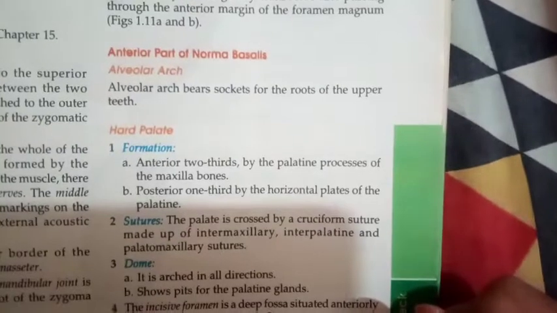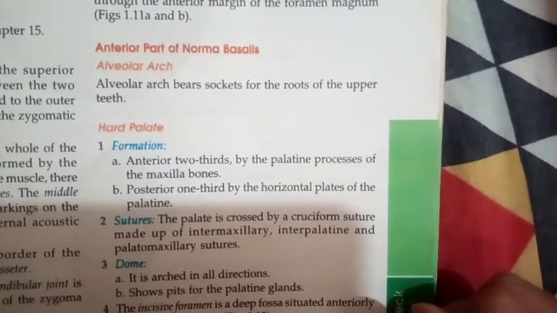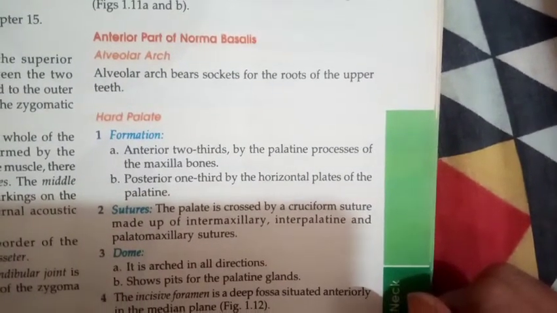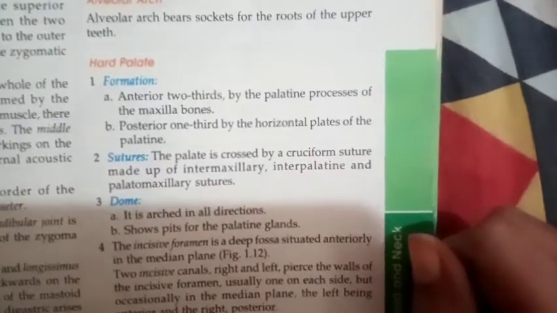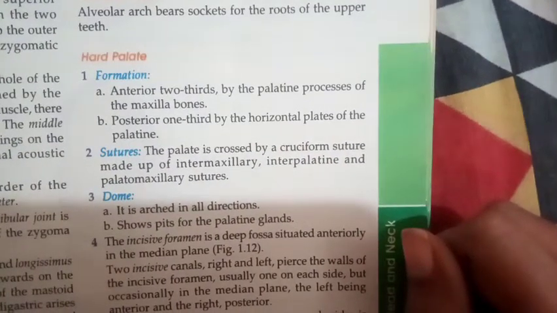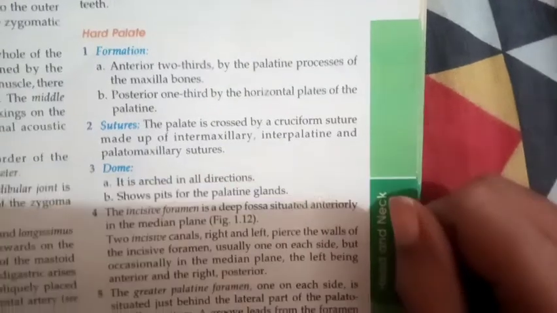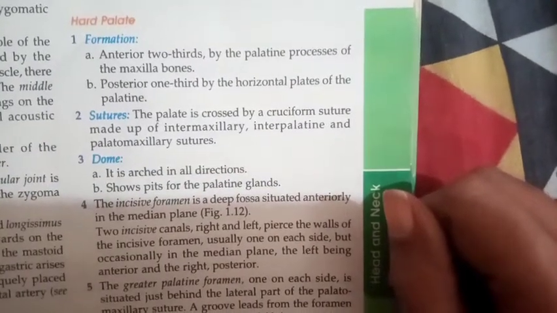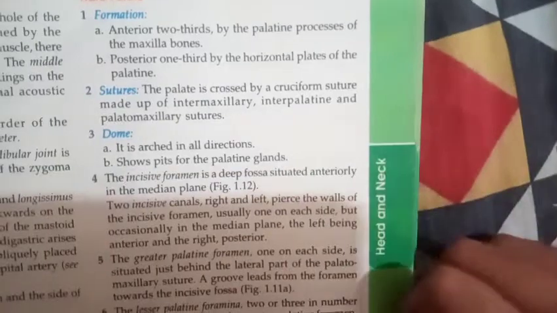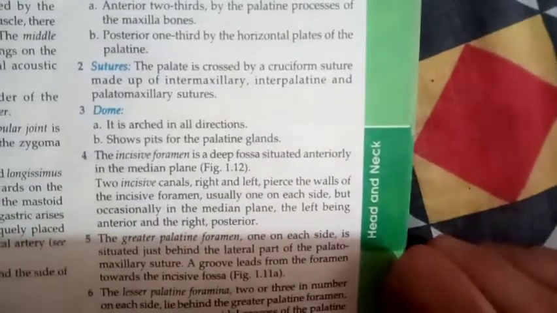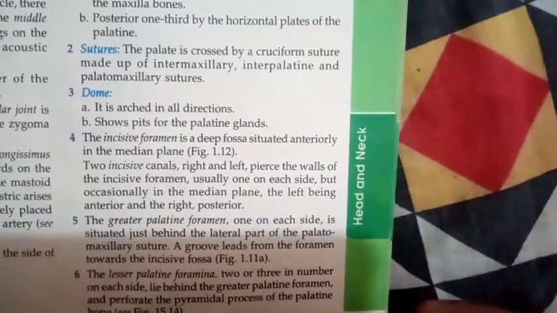So first of all, let's talk about the alveolar arch. The alveolar arch provides sockets for the roots of the upper teeth. The hard palate is formed in its anterior two-thirds by the palatine process of the maxilla. The palate is crossed by a cruciform suture. The dome is arched in all directions and shows pits for the palatine glands.